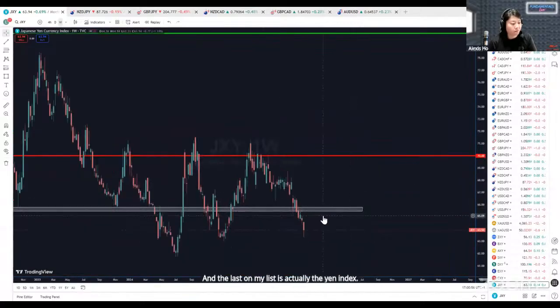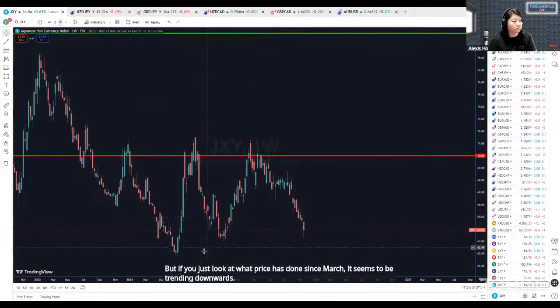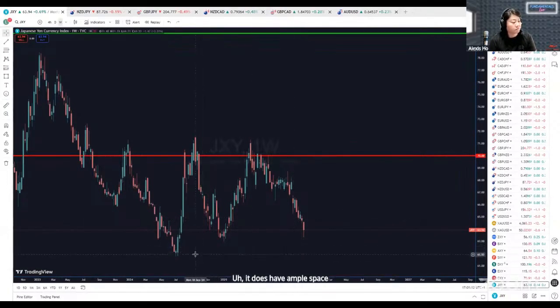Now yen, the price action here does not seem very clean, but let me get rid of this level. It's kind of useless at the moment. But if you just look at what price has done since March, it seems to be trending downwards. It does have ample space to go all the way to $61.